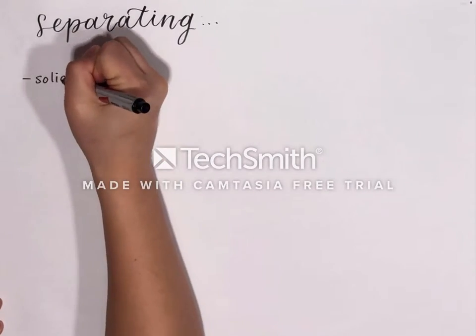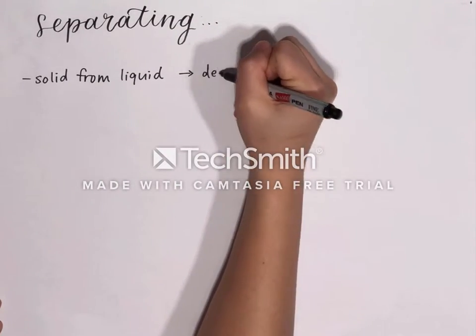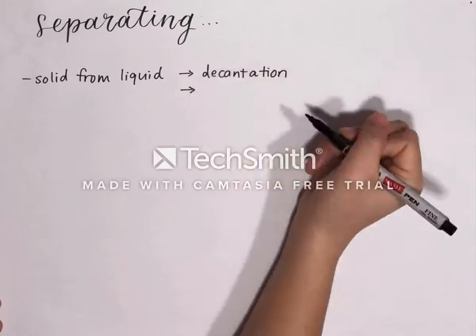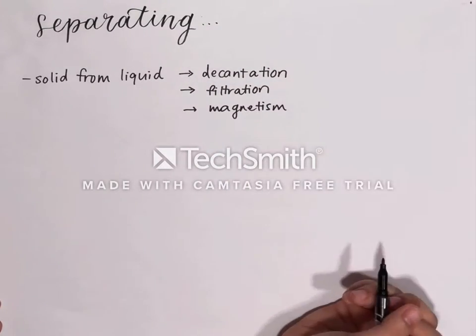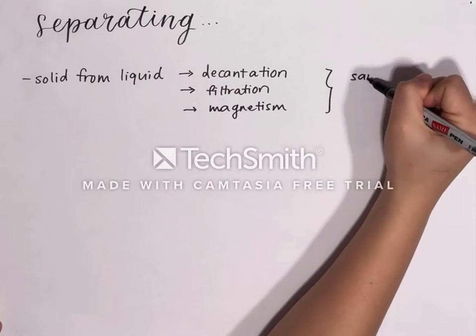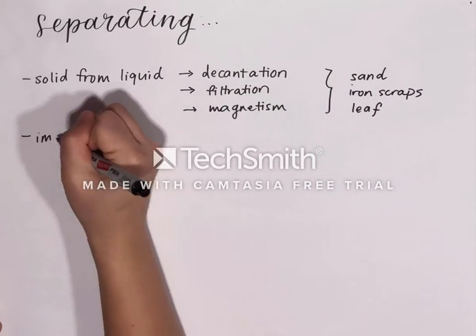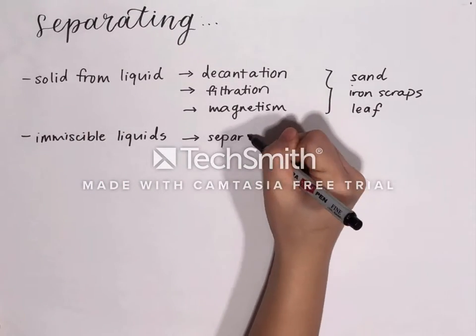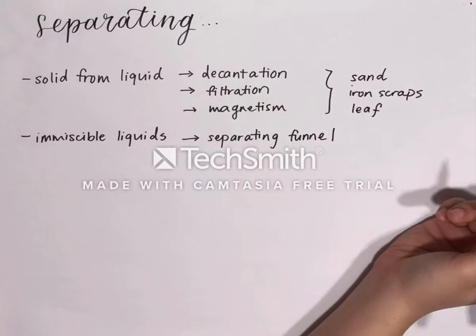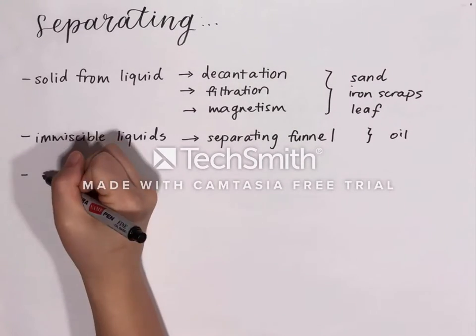To separate solids from liquids, there are three methods that we can use. We can use decantation, filtration, or magnetism. So, we can use these methods to remove impurities such as sand, iron scrap, and the leaf, which are all insoluble solids. Next, to separate immiscible liquids, which are liquids that cannot dissolve in each other, we can use the separating funnel. In this case, oil can be separated from the mixture using this method.